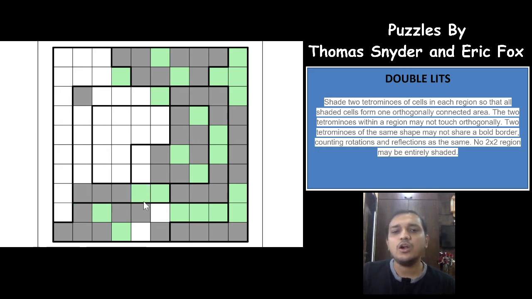Wow, what an excellent piece of logic that was. What an excellent piece of logic. So you have an L tetromino. This cannot be an L tetromino, so this will have to be an S tetromino. Wow, that is excellent. That was actually excellent. Which means that this will have to be shaded at least for one of the tetrominos, and this will be unshaded.